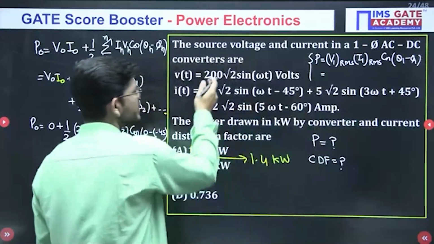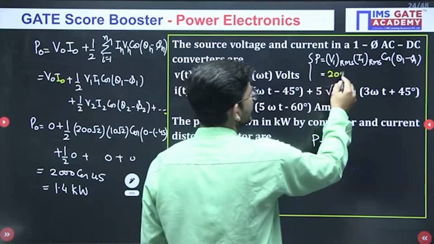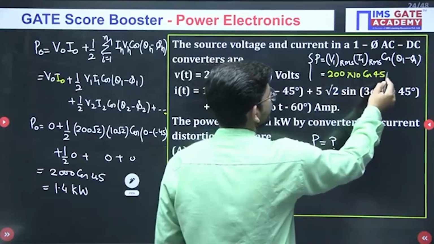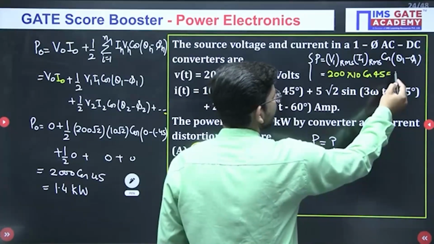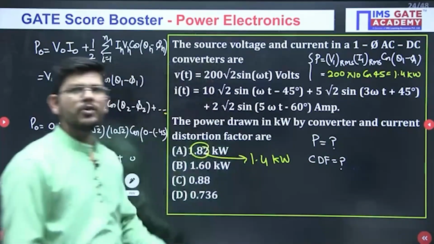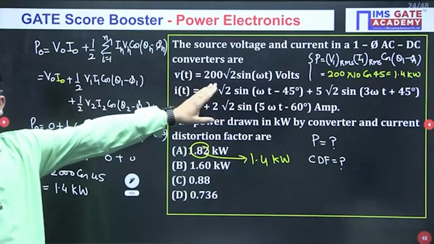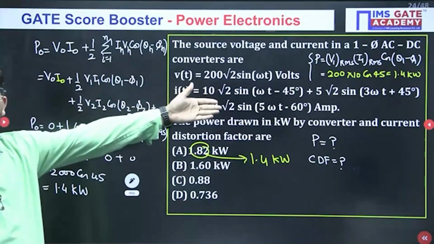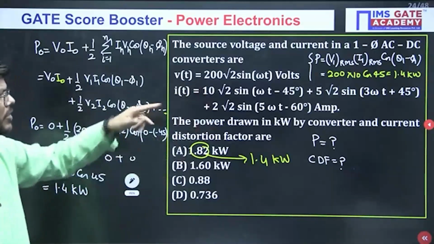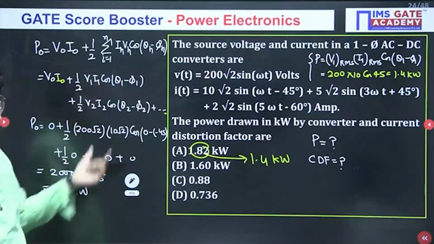So what is V1 RMS here? It will be 200. What is I1 RMS? It will be 10. Cos of theta minus phi will be 45. So you will get again 1.4 kilowatt. So next time onward, you may use this trick directly. Only fundamental components will contribute to the power. Phase displacement you will take only between fundamental components. This is how we are getting that.